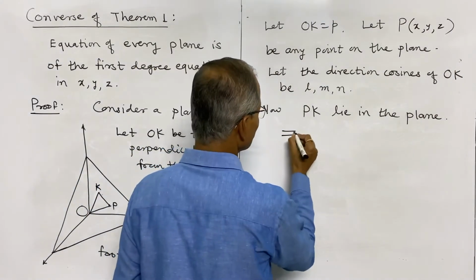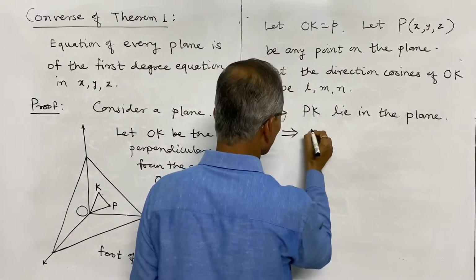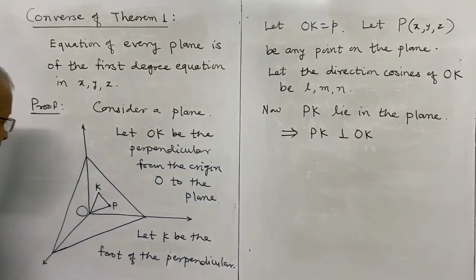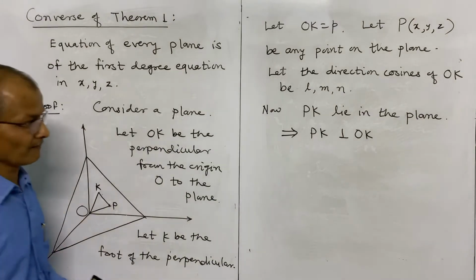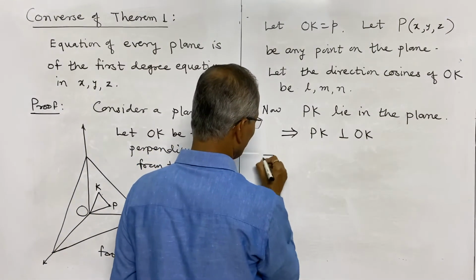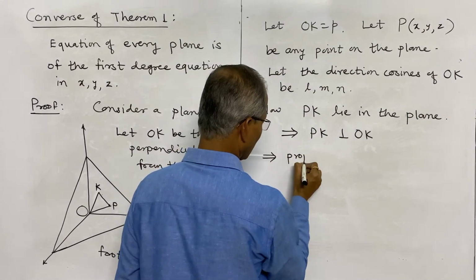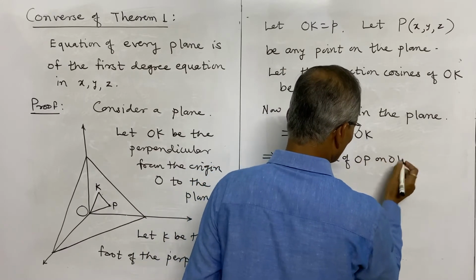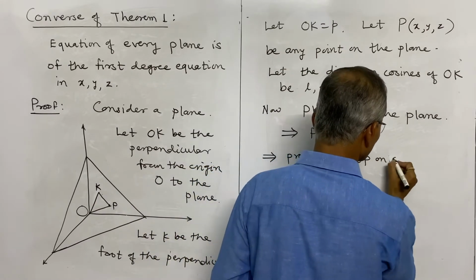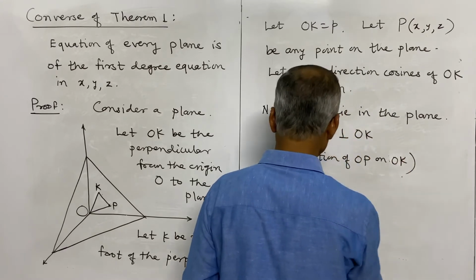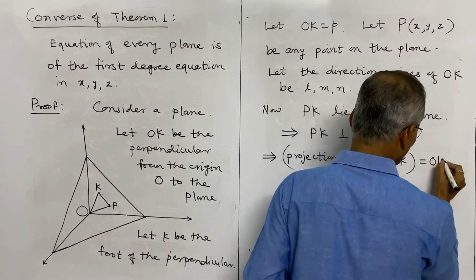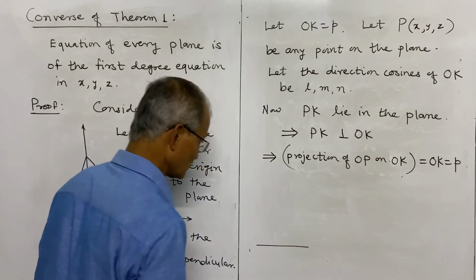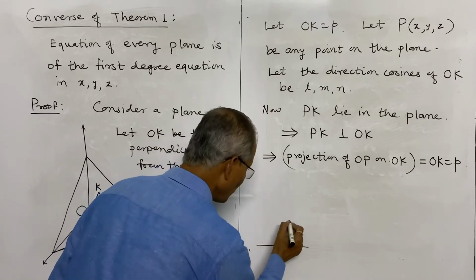So this implies PK is perpendicular to OK, and therefore we will now consider the projection of OP on OK. This implies projection of OP on OK, and you may see this is OK itself, which is small p. Now, this is the projection of OP we are taking.